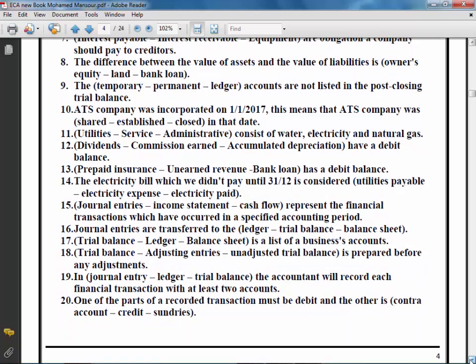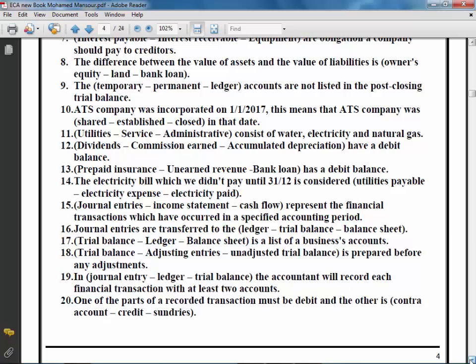Number 11. Utilities, service, administrative consists of water, electricity, and natural gas. Of course, water, electricity, and natural gas, these are some governmental services. So, these are utilities. The answer in number 11 is utilities.